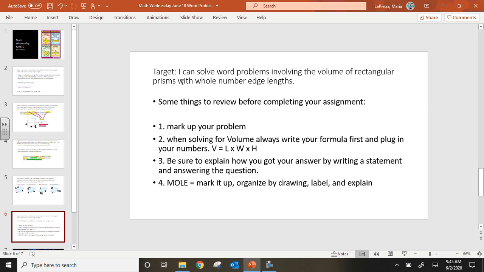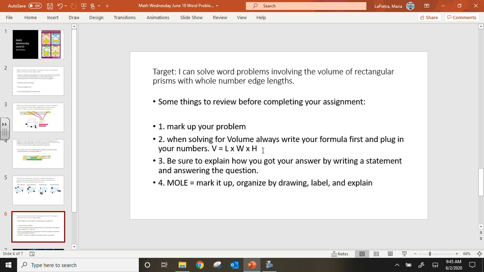So let's go back to our target. I can solve word problems involving the volume of rectangular prisms with whole number edge lengths. Some things to review before completing your assignment for tonight. 1, mark up your problem. 2, when solving for volume, always write your formula first and plug in your numbers. V equals, write your length, your width, or your height. Or even if they give you the volume, put that in there and see what you need to do to solve once you've plugged in all of your numbers.